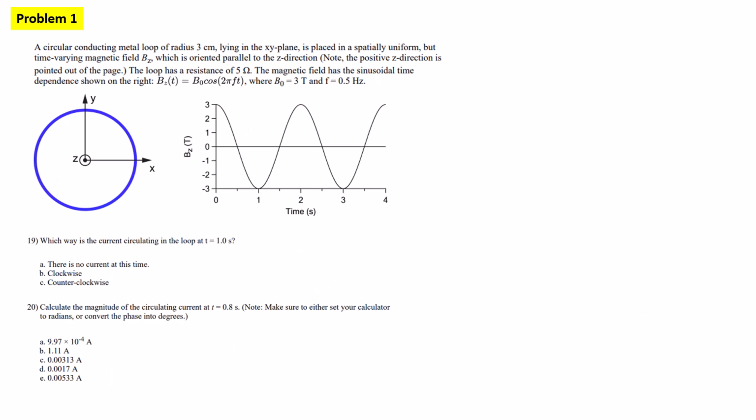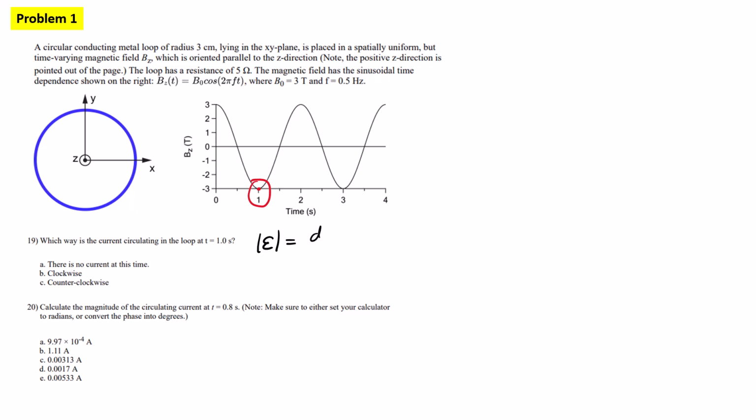All right, next question says, which way is the current circulating in the loop at time equals to 1 second? So let's go see what the field is doing at time equals to 1 second. We are right here down at the bottom. If I want to calculate that current, well, here they're just asking me for the current direction. Well, let's think about this for a minute. What is the induced EMF at that specific time? I'm just worried about the magnitude of the induced EMF at that time.